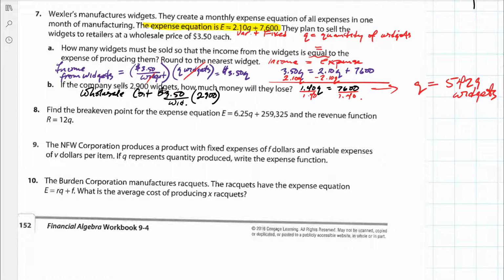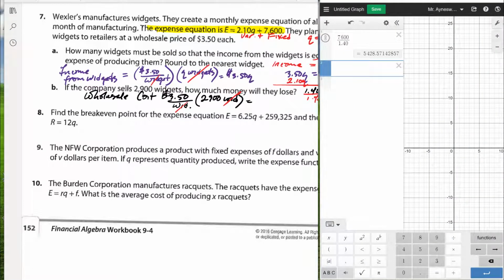I'm going to put the units in here. I always like to be exact. And notice that widgets cancel out and you get dollars, right? So we need to multiply 2,900 times 350. Take $3.50 times 2,900, because you're producing or selling 2,900 of these. And we have a total of $10,150 income brought in from selling this number of widgets.